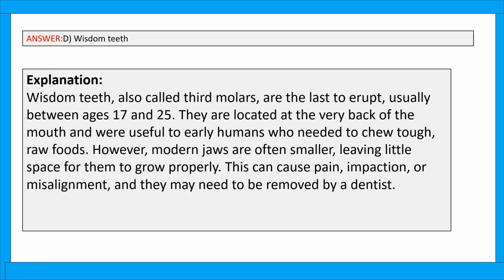They are located at the very back of the mouth and were useful to early humans who needed to chew tough raw foods. However, modern jaws are smaller, leaving little space for them to grow properly. This causes pain, impaction, or misalignment, and they need to be removed by a dentist.